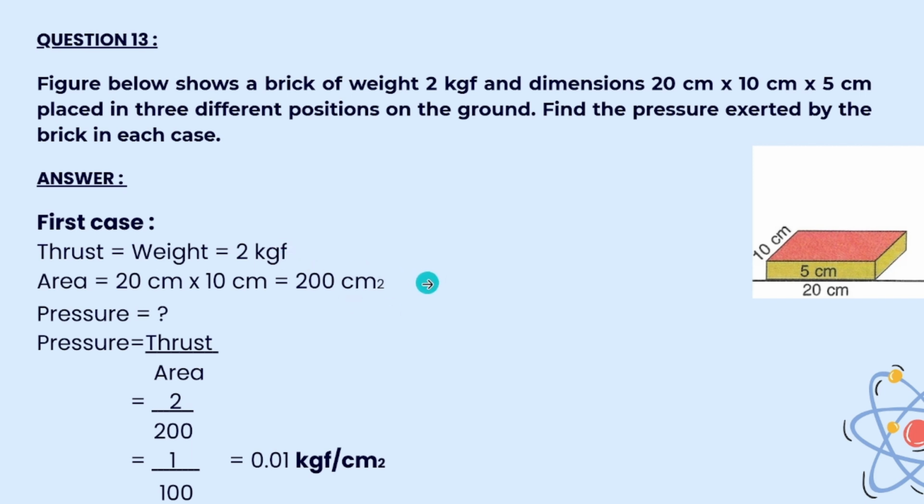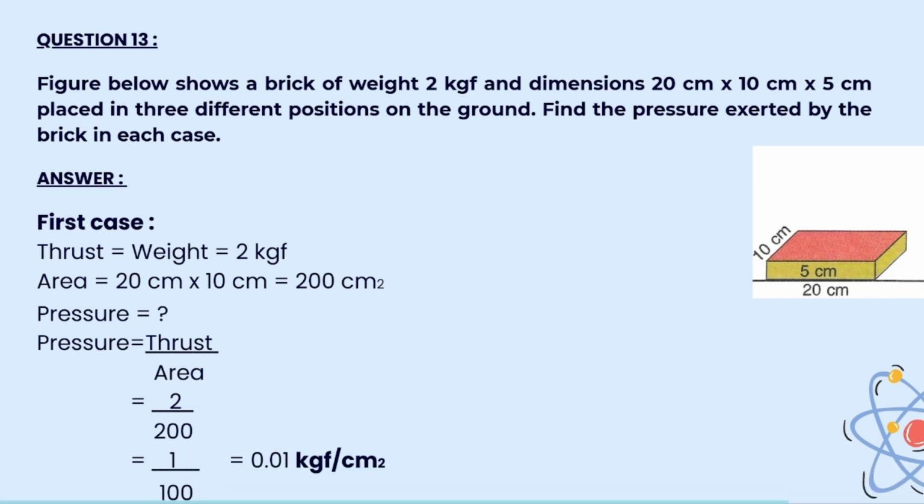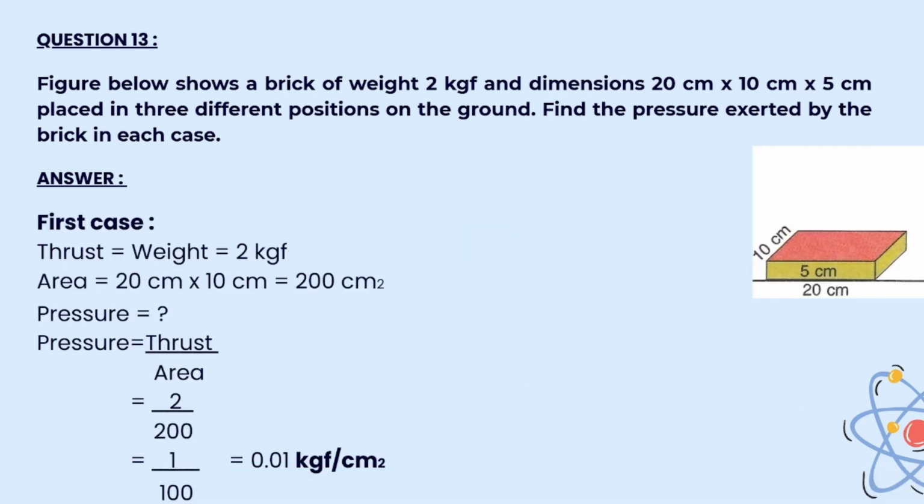Why are we not converting kgf and centimeter square? Because the pressure is not asked in Pascal. No worries of conversion or confusion. Pressure is equal to thrust by area. Thrust is given as 2 kgf, area 200. 2 ones are 2, 200. Now 1 by 100 is nothing but 0.01 kgf per centimeter square. The unit is very important. Don't forget the unit, that is kgf per square centimeter.